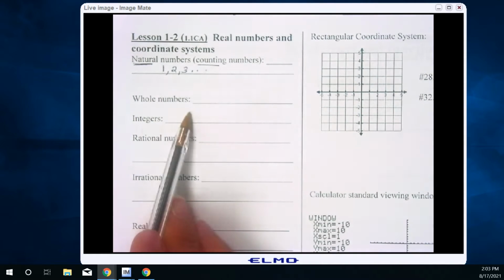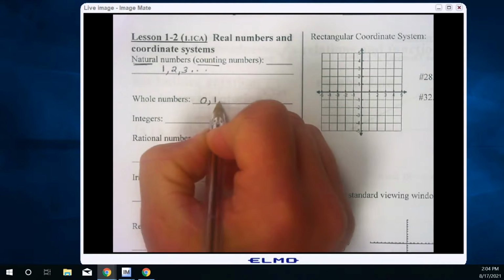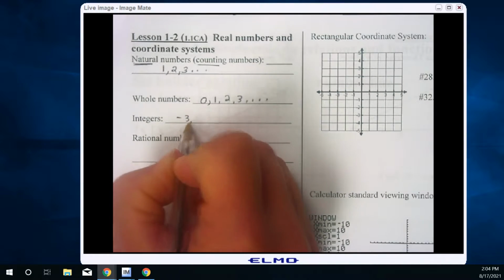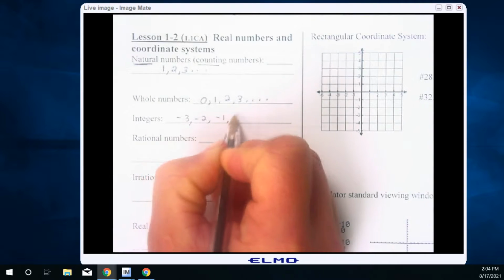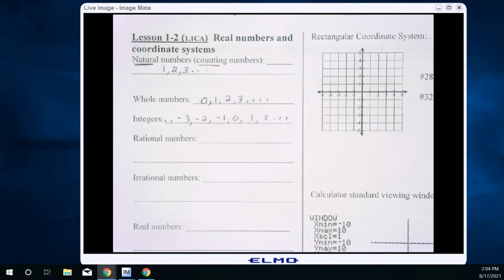What are whole numbers? 0, 1, 2, 3. What are the integer numbers? -3, -2, -1, 0, 1, 2. Okay, so we still have not dealt with any decimals, no fractions. A lot of people assume that a whole number means not a decimal or a fraction, right? And that is technically not true in math.